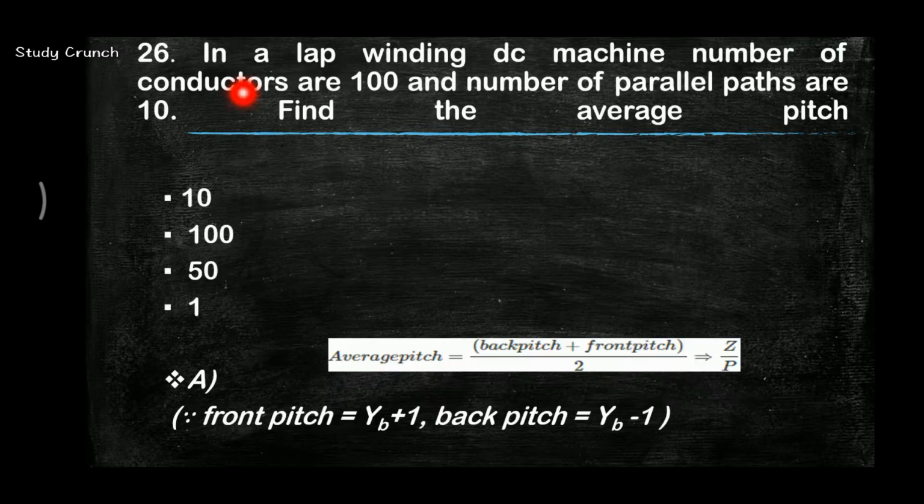Next, in lap winding DC machine, number of conductors are 100 and the number of parallel paths are 10. We have to find the average pitch. We can find it by back pitch plus front pitch divided by 2, or number of conductors divided by number of parallel paths. So the answer will be 10.